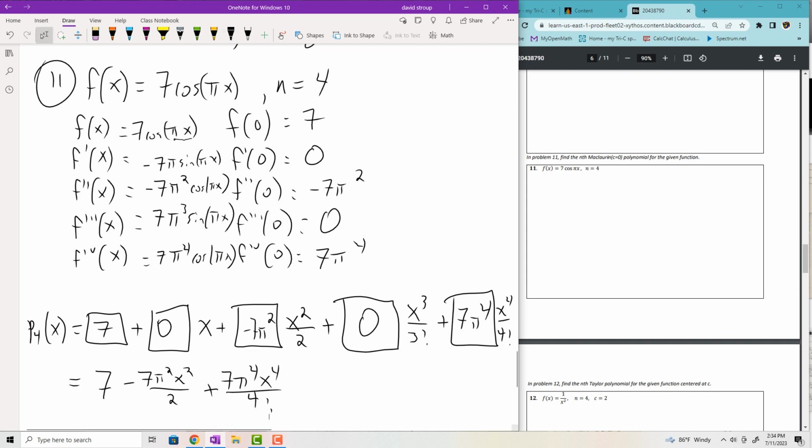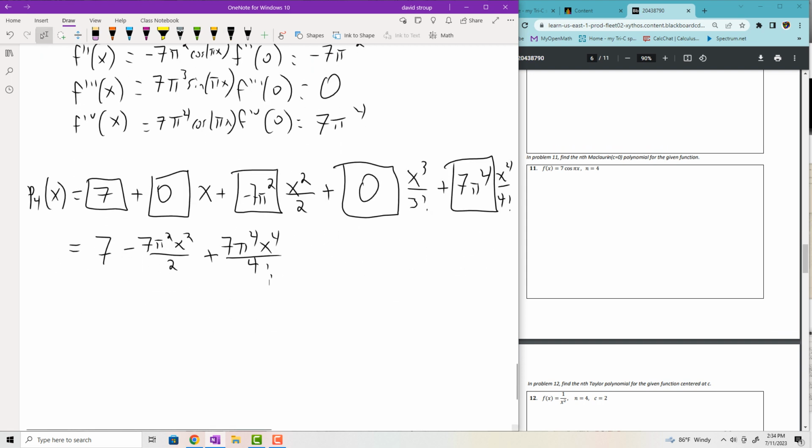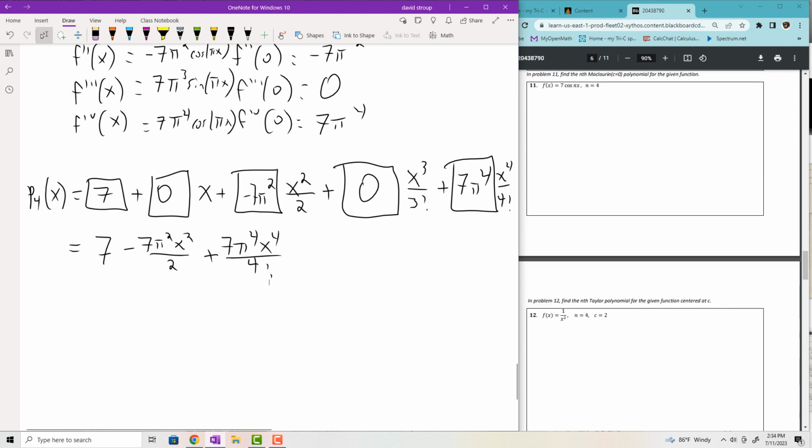Okay, and that's good enough. You don't have to multiply out the factorials. No. I'd rather see the factorials.